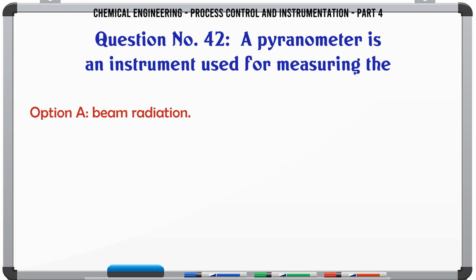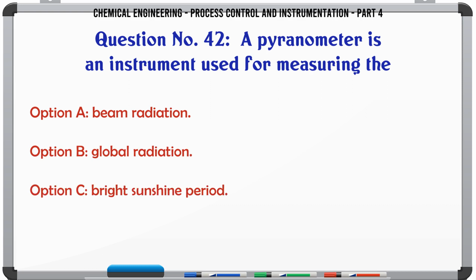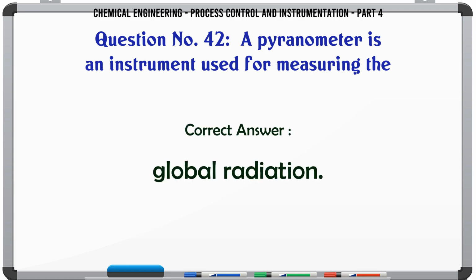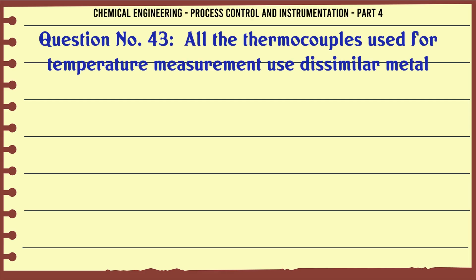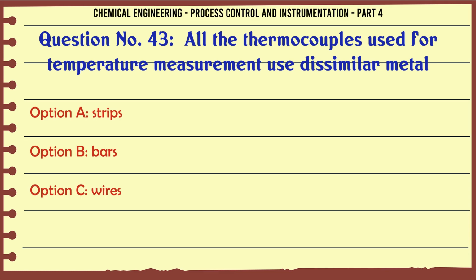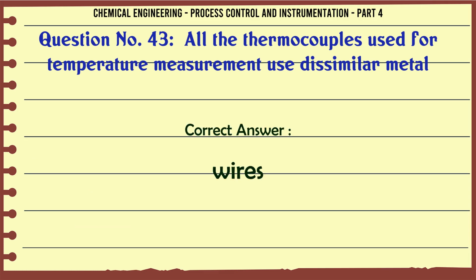A pyranometer is an instrument used for measuring the A. beam radiation, B. global radiation, C. bright sunshine period, D. none of these. The correct answer is global radiation. All the thermocouples used for temperature measurement used dissimilar metal A. strips, B. bars, C. wires, D. beads. The correct answer is wires.